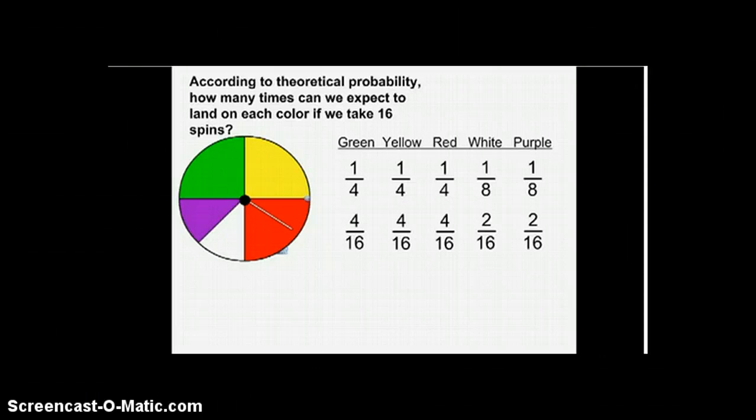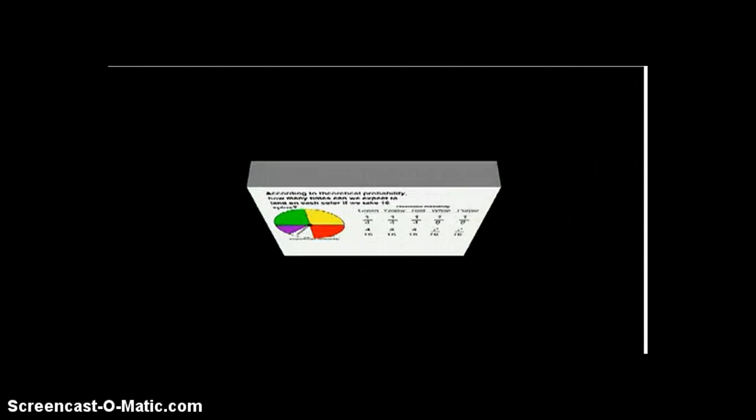Now, that's only what we expect. If we actually spin the spinner 16 times, more than likely, we will not land on green, yellow, and red exactly 4 times, and white and purple 2 times. That's why we have something called experimental probability. Experimental probability is determined by actually carrying out the action. So let's spin the spinner 16 times so we can determine what the experimental probability is and then compare it to what we expected.